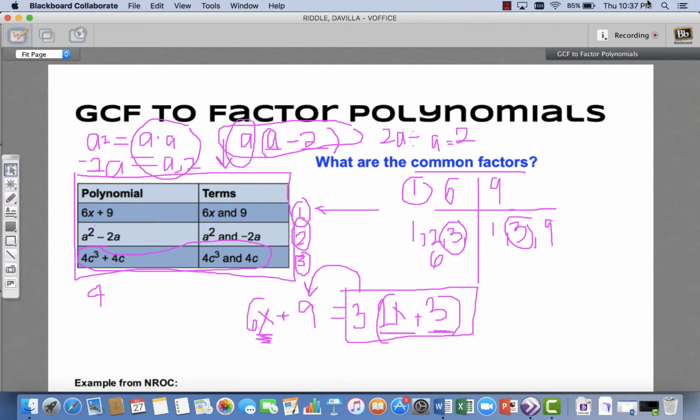So that's the factor that you're going to pull out of the expression for C. And now what will go inside the parentheses right here? So there's going to be something right here and right here. And remember, you're going to divide each term in the expression by 4C.